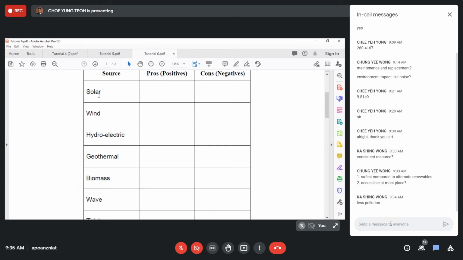Consistent resources, I don't think so, Kashing, because solar is quite not reliable, I would say that, because later it's a cloudy day, later a raining day, so it's quite unpredictable and not reliable. Okay, so if you want to talk about consistency, most of the renewable energy is better than solar in terms of consistency. Okay, so if you want to put consistency, then it should be the disadvantage of solar energy. Okay, so solar still has a lot of advantages.